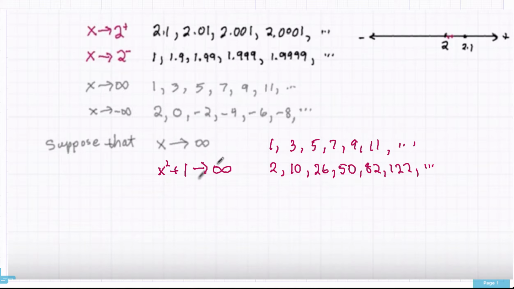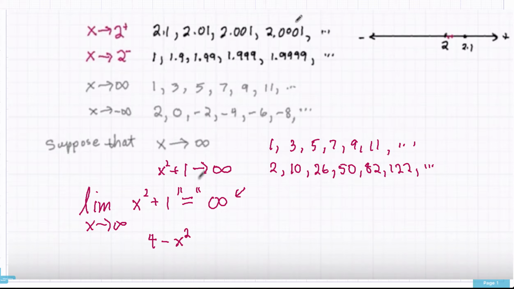Now I can sum up the two observations that we just made. If the original list goes to infinity, the list made out of the x squared plus 1s is also going to go to infinity. I'm going to put quotes around the equals because infinity is really not a number, but being able to say that the limit is going to infinity is conveying useful information.